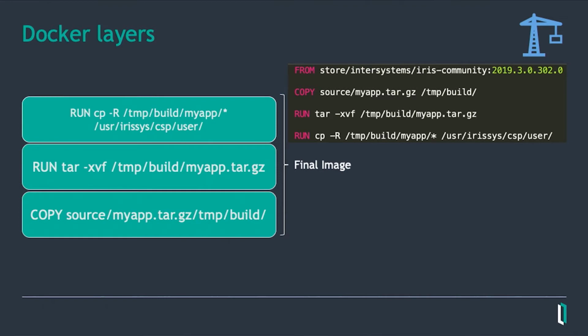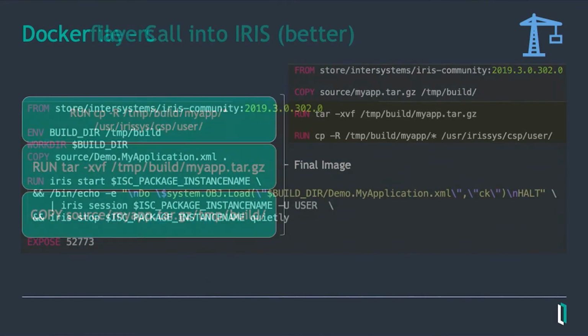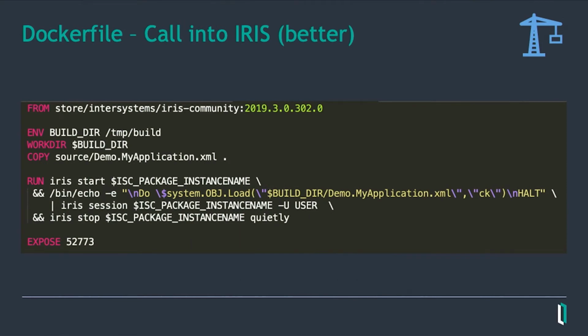So with this information, you can see why the previous Docker file didn't run. It didn't work because each command is executed separately in its own temporary container, so we don't have the running state from the previous commands. We can't start IRIS in one command and then access it in the next one. We need to bundle our commands together so that we can start IRIS, call into IRIS, and then stop IRIS all in the same RUN command.